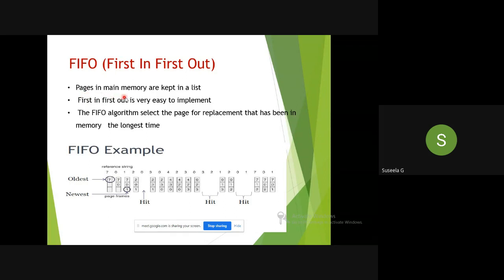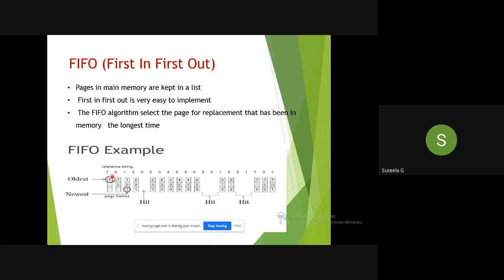Pages in main memory are kept in a list. The same will be used for your virtual memory also, so you can use the term pages or blocks. First in, first out is very easy to implement. The FIFO algorithm selects the page for replacement that has been in memory for the longest time.